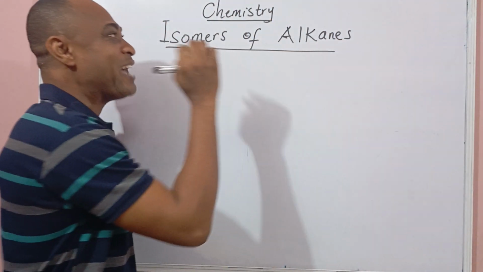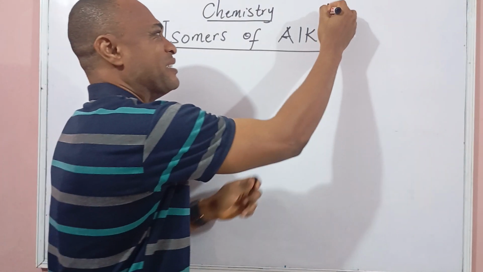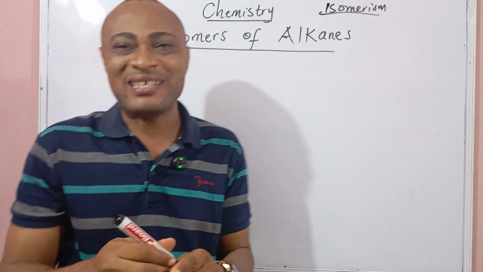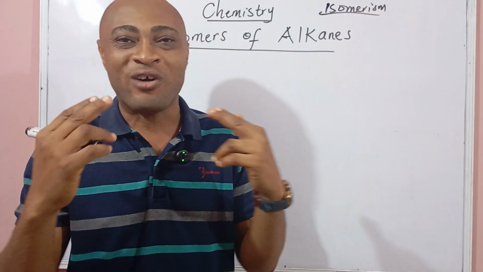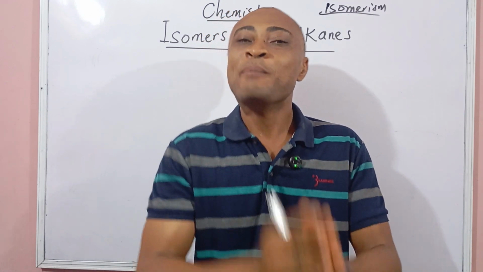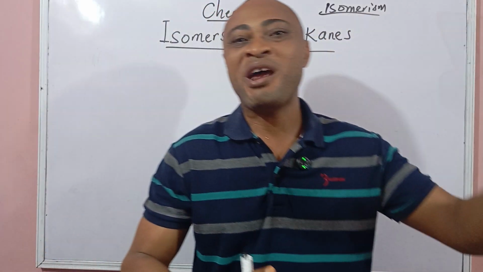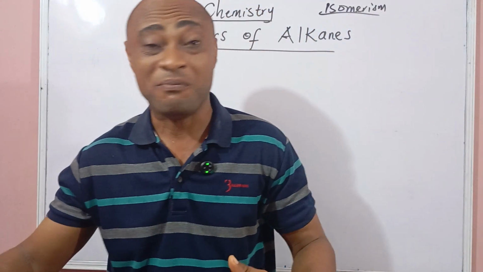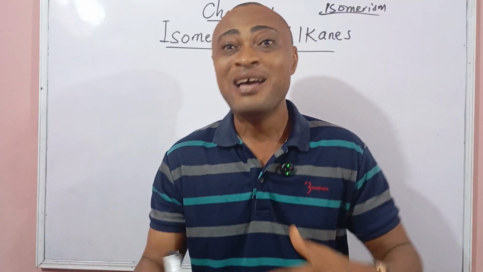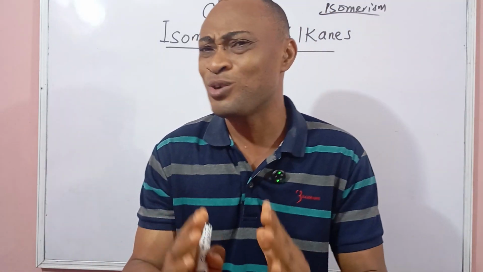Let's dive in. Isomers of alkane. Isomers. What is isomerism? Now, isomerism is just the existence of two or more organic compounds having the same molecular formula but different structural formula. Remember, we have isomerism, we have stereoisomerism, where we start having entgegen, zusammen, rectus, sinister, cis and trans isomerism, optical isomerism. We will come to all of that.